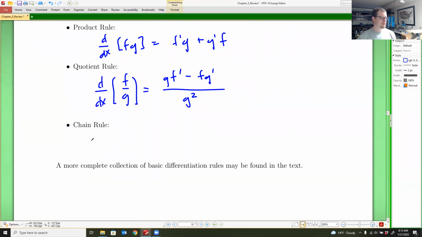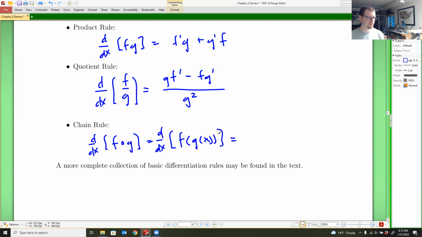And then the chain rule, if I want to take the derivative of a composition f composed with g of x. Of course, this is the derivative d over dx of, if we look at the definition of composition, we're just taking the derivative of that. And when we can recognize that, we take the derivative of the outside function, leave the inside the same, and then multiply by the derivative of the inside function.